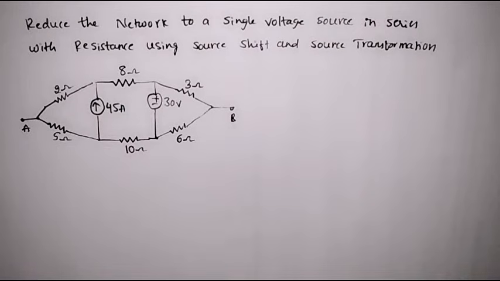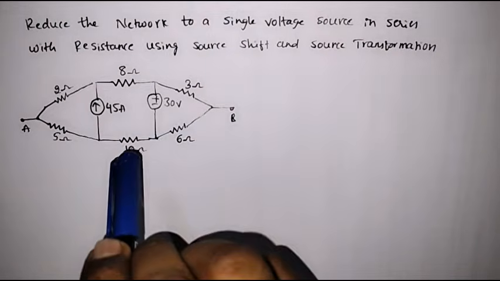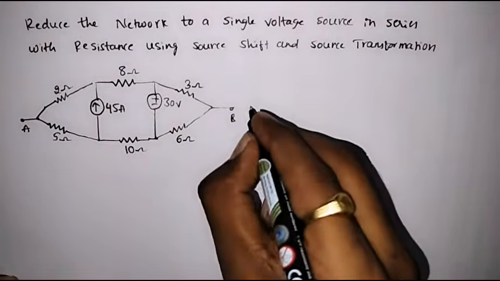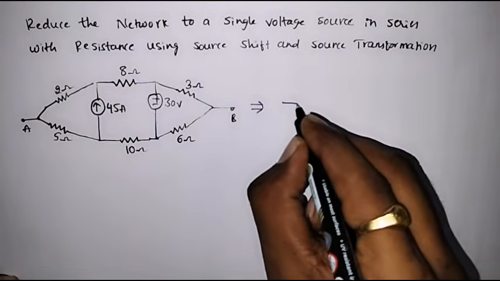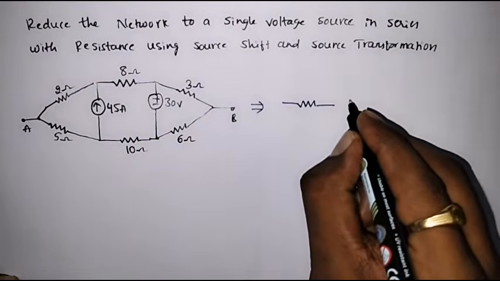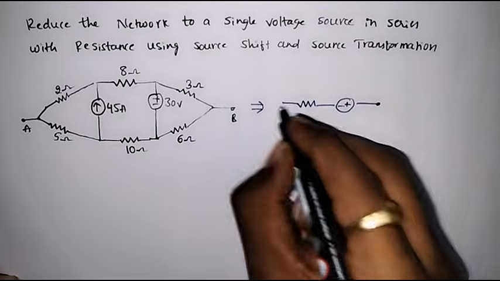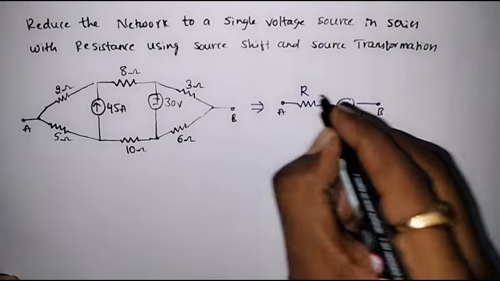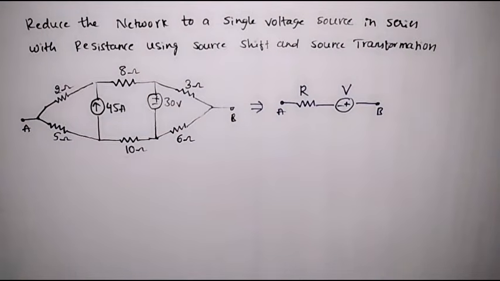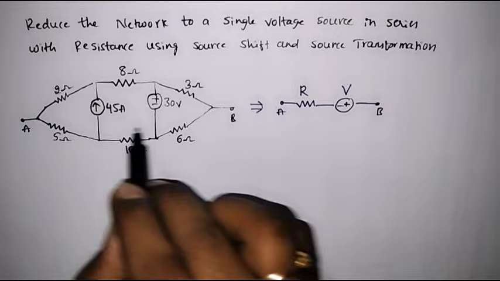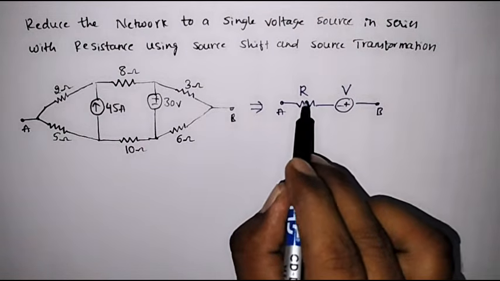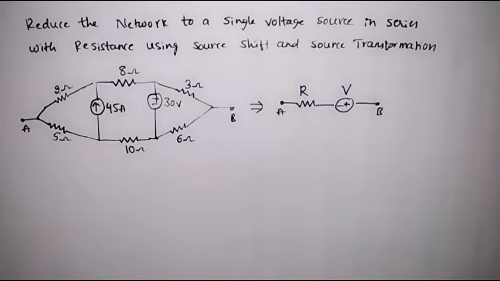Let's take one example on source transformation and source shifting. This is the given circuit. We are supposed to bring this circuit to a single resistor in series with a voltage source connected between terminal A and B. This is R and this is V. So we are supposed to bring this entire network to a single resistance in series with a voltage source. We are supposed to find the magnitude of the resistor and voltage.